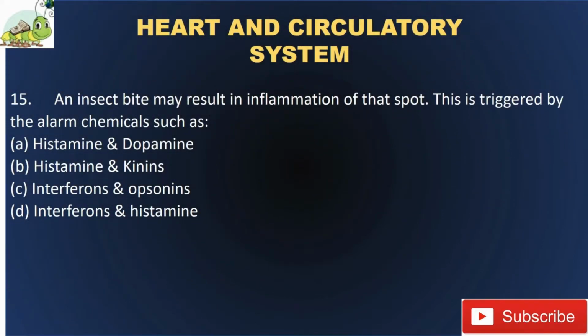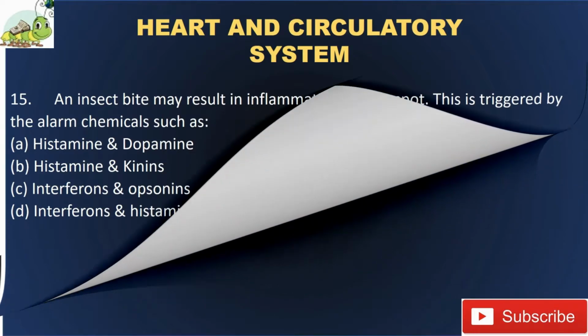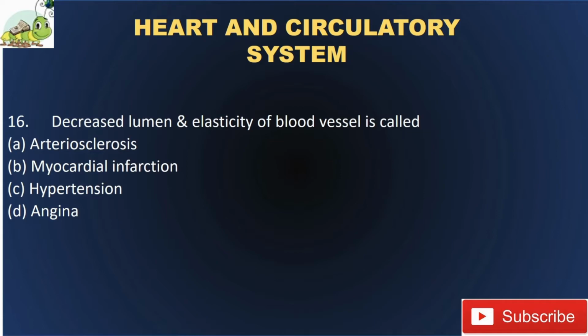Question number 15. An insect bite may result in inflammation of that spot. This is triggered by the alarm chemicals such as histamine and dopamine, histamine and kinin, interferons and oxytocins, interferons and histamine. Question number 16. Decreased lumen and elasticity of blood vessel is called arteriosclerosis, myocardial infarction, hypertension, angina.